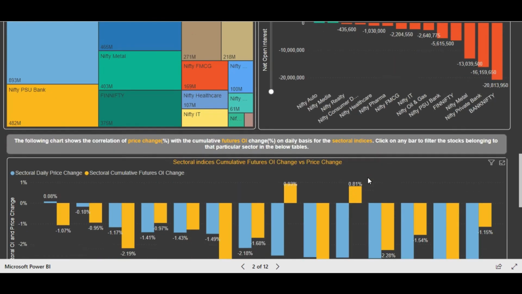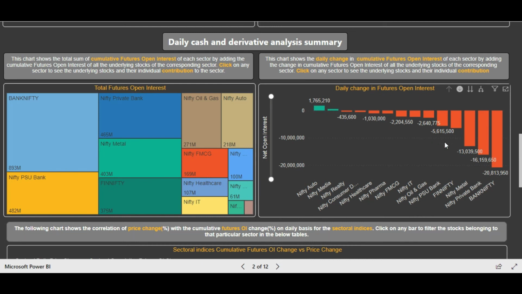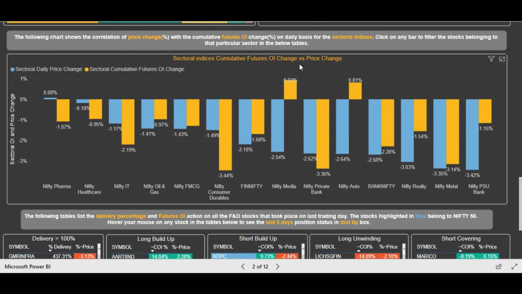Now friends, if we scroll down a bit, this graph is showing you the absolute numbers. In the graph below, we'll see the percentages. Here you can see the percentage change in the price and the futures cumulative open interest. Now this graph gives you a full picture. Suppose we take the example of Bank Nifty. You can see here the price is down and the open interest is also down. It means that overall long unwinding was done in the sector, right?